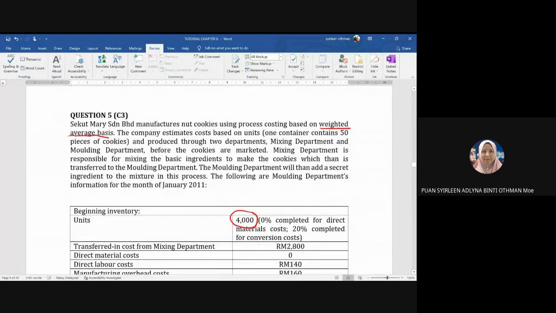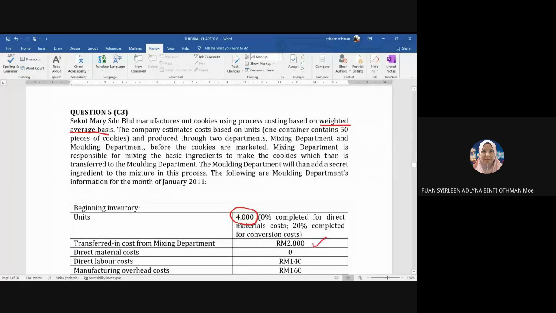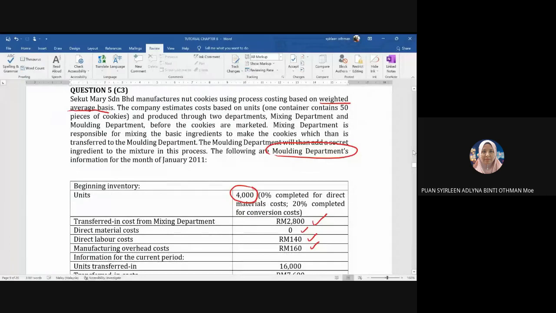Okay, transferred in cost from mixing is 2,800. Okay, direct material sebab yang ni kita buat untuk molding ya. Molding second department. Second department, so dia tak ada bahan mentah. Sebab kita just press biskut tu. Bulat ke 4 segi ke. Okay, so there won't be any direct material cost here. Cuma ada direct labor cost. Sebab tu ada manufacturing cost, which is actually your conversion cost lah.